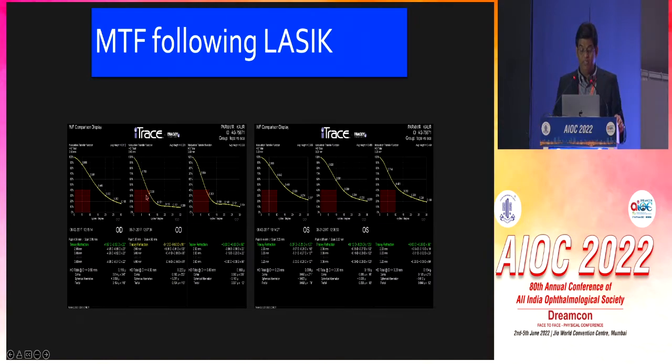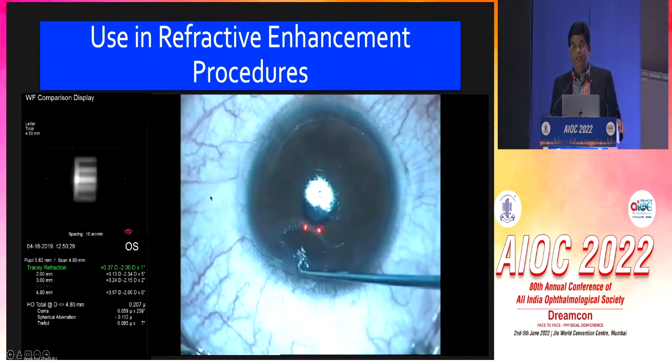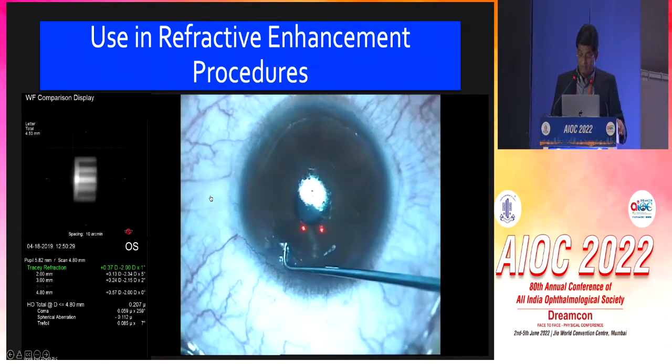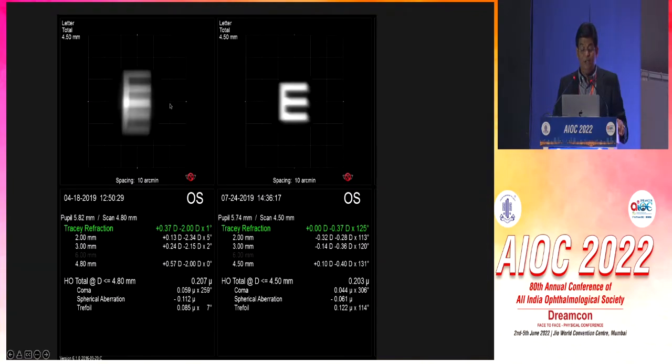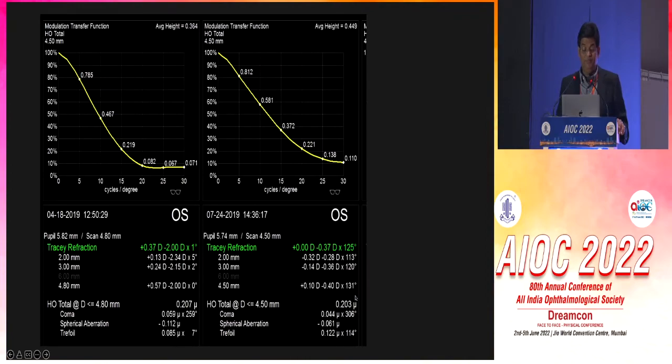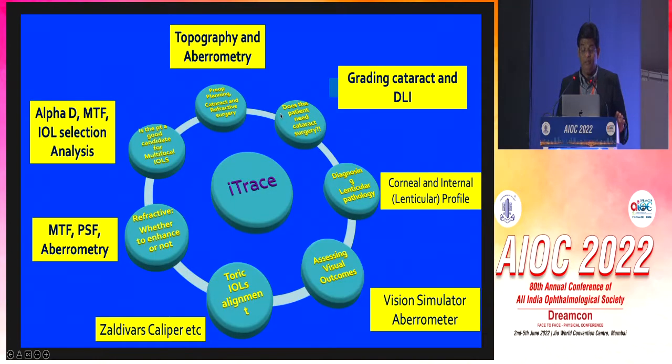So in this patient post LASIK surgery, there was a little dip, and this patient was not satisfied. The patient underwent an enhancement of LASIK, and this is the preoperative and this is the postoperative vision, and Tracey refraction is almost normal. The aberrations were also within normal limits. So this is how the contrast or the modulation transfer function improved in this patient after surgery.